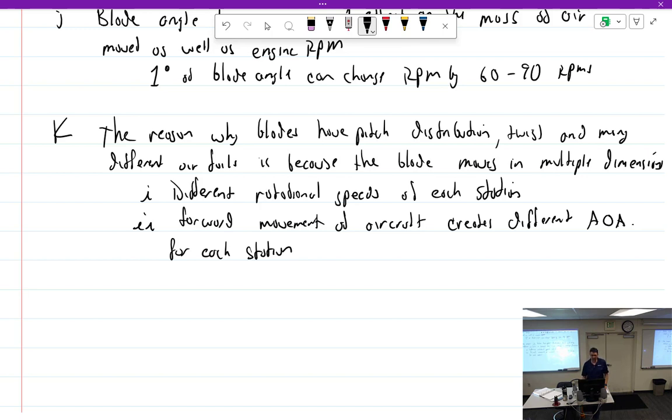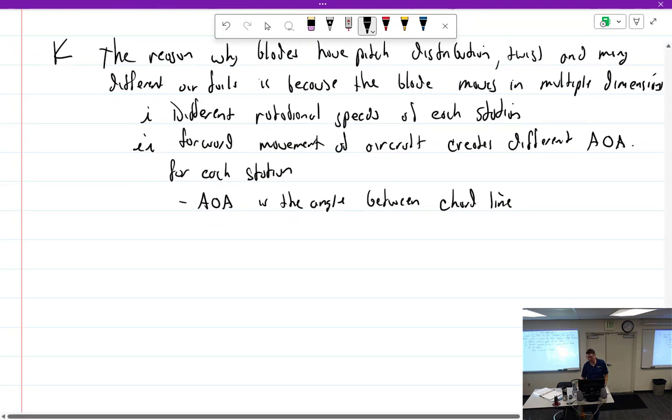What's angle of attack? Oh, it's the relative wind against the chord line. All right, angle of attack. I'll write it here so we don't forget. Is the angle between the chord line and relative wind.